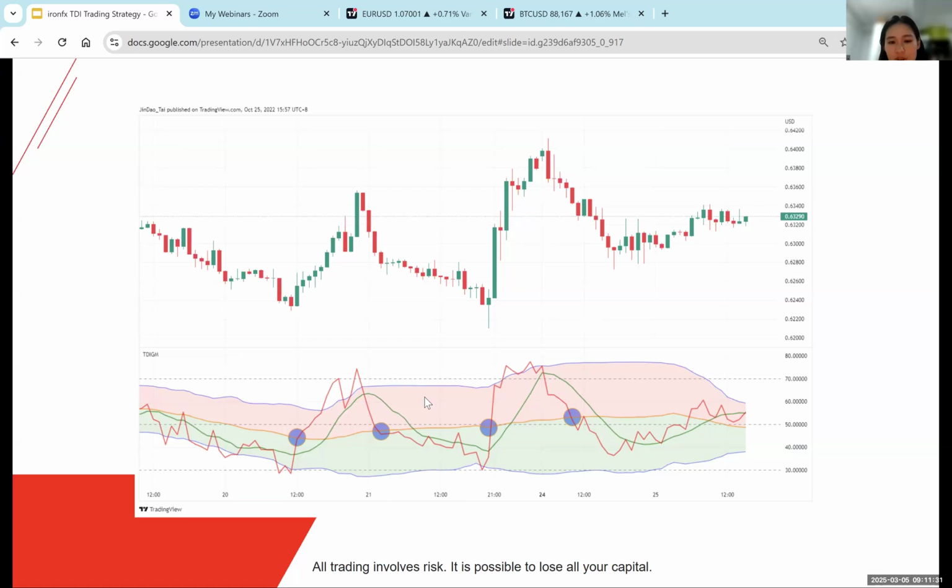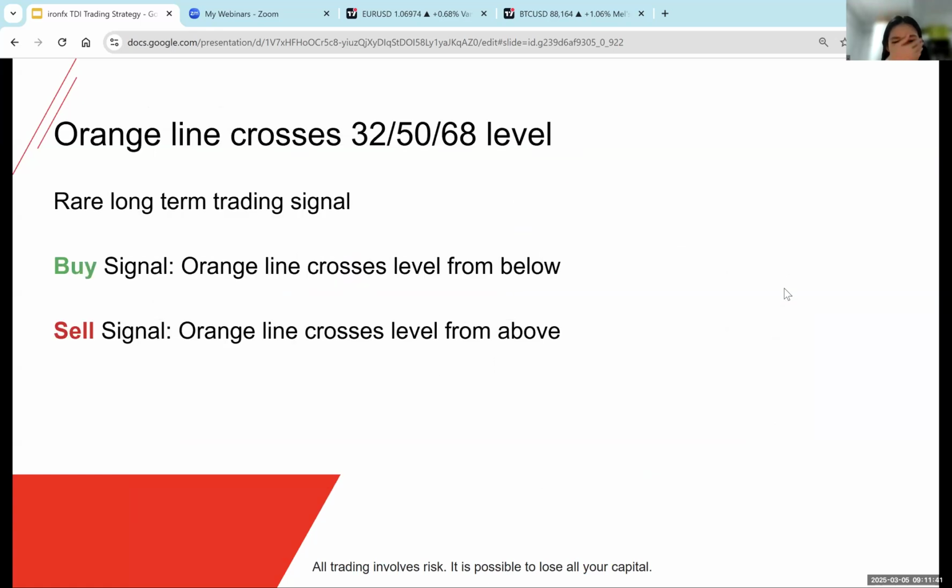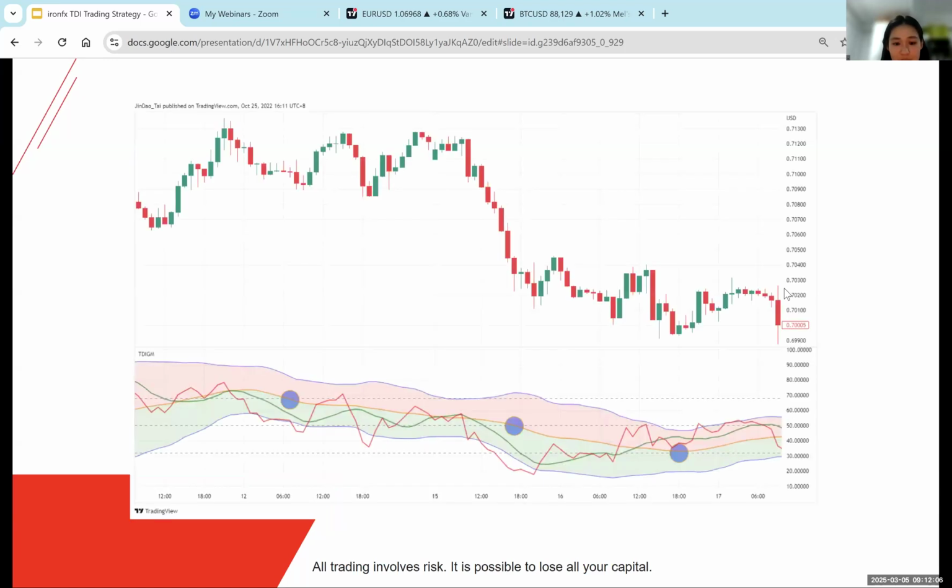Okay, so sometimes this line is orange, sometimes it's blue. More about the orange line: this is more of a rarer long-term trading signal. When the orange line crosses the 32, 50, and 68 levels, a buy signal occurs when the orange line crosses the level from below, and a sell signal is when it crosses the level from above. So here's another example.